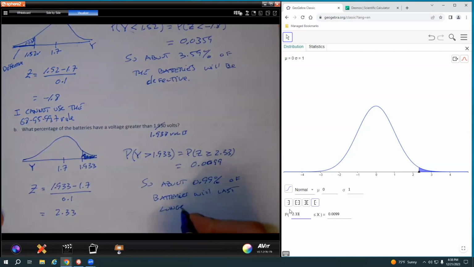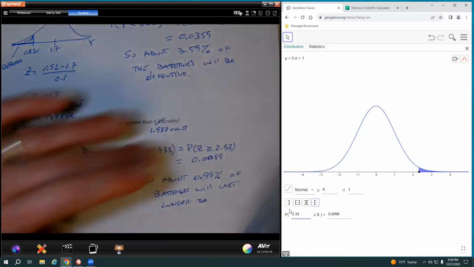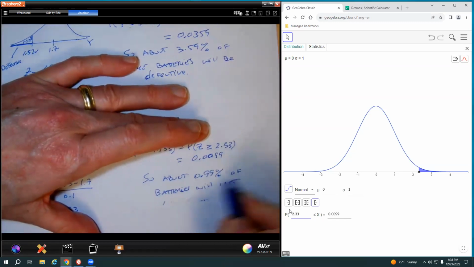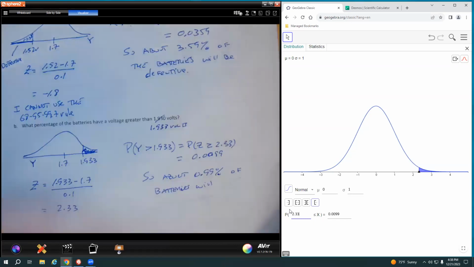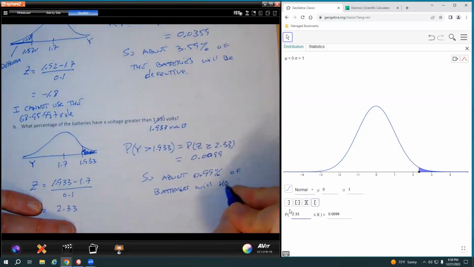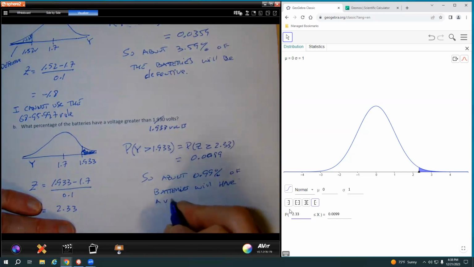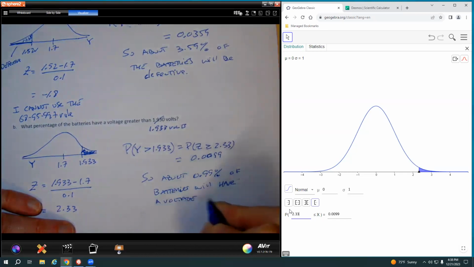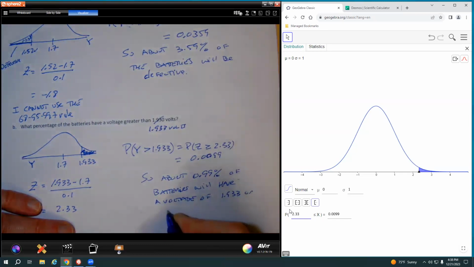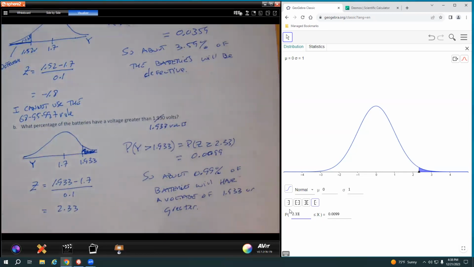Last longer. So what last longer? Sorry, I'm already confused about what I was computing. Of a voltage of 1.933 or greater. Okay, and that's the meaning of that.